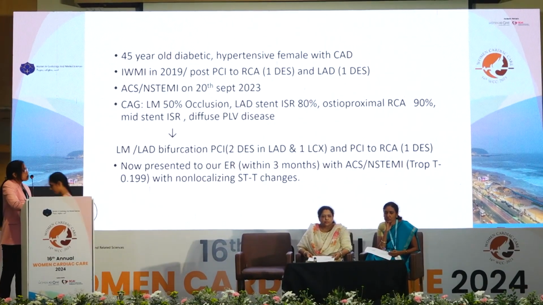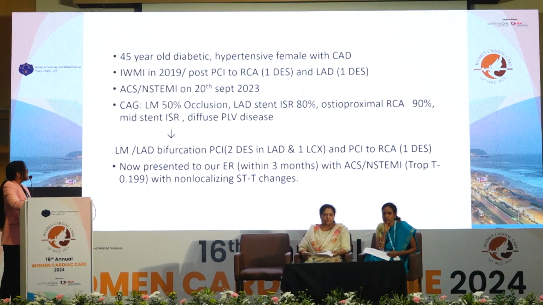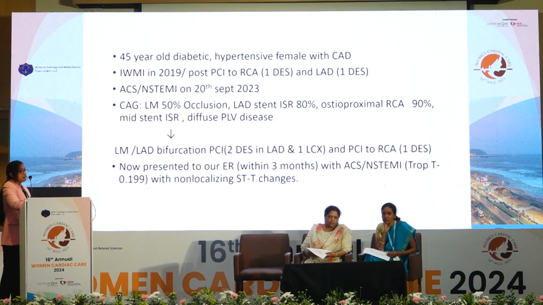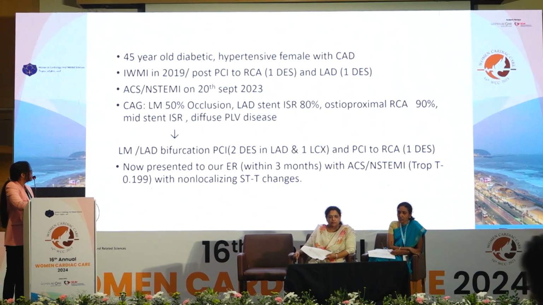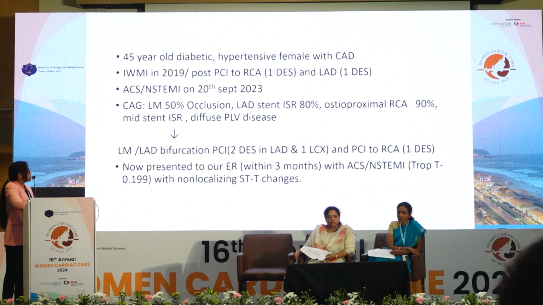Zero metal PCI in a case of in-stent restenosis. The patient had a history of inferior wall MI in 2019 with PCI to the right coronary artery and left anterior descending coronary artery. She had again NSTEMI on 20th September 2023. The angiography at that time revealed left main coronary artery disease, 50% occlusion, LAD stent ISR 80%, and there was ostioproximal RCA 90% disease. This was a new disease, and mid-stent ISR and diffuse PLV disease.